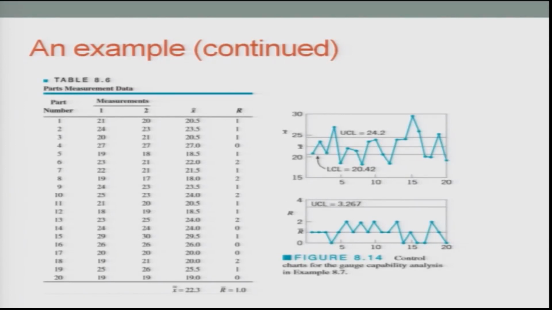So, the tables which I just discussed, now it will make sense. The part numbers are given in the first column, the measurements are given as 1 and 2, which is the second and the third column. So, say for example, for row 1 the measurements are 21 and 20. From there you find out x bar, which is basically the sum of that divided by 2, comes out to 20.5, and the range is basically 21 minus 20, which is 1. Similarly, if I go to the 20th data point, which is the last row, the measurements are 19, the average is 19 and the range is 0.